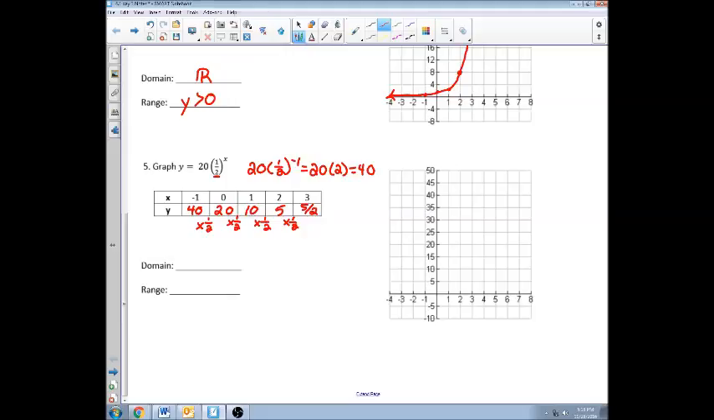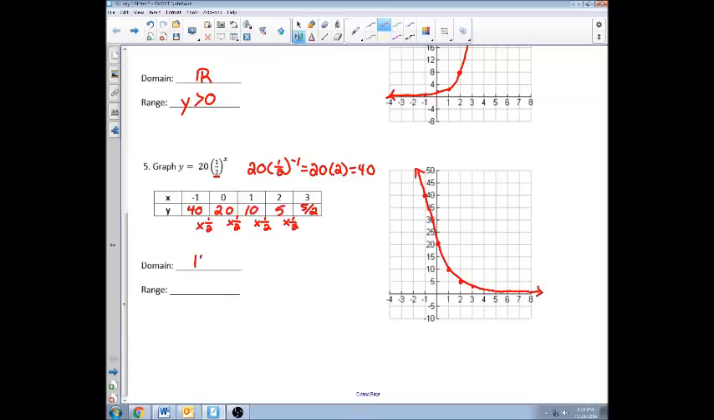Completely up to you. So when x is -1, my y is 40. When x is 0, my y is 20. When x is 1, it's 10. When x is 2, it's 5. And when x is 3, it is 2.5, which would be about halfway through. Go ahead and connect all of our points. Remember to get really close to 0, but we don't want to touch it.